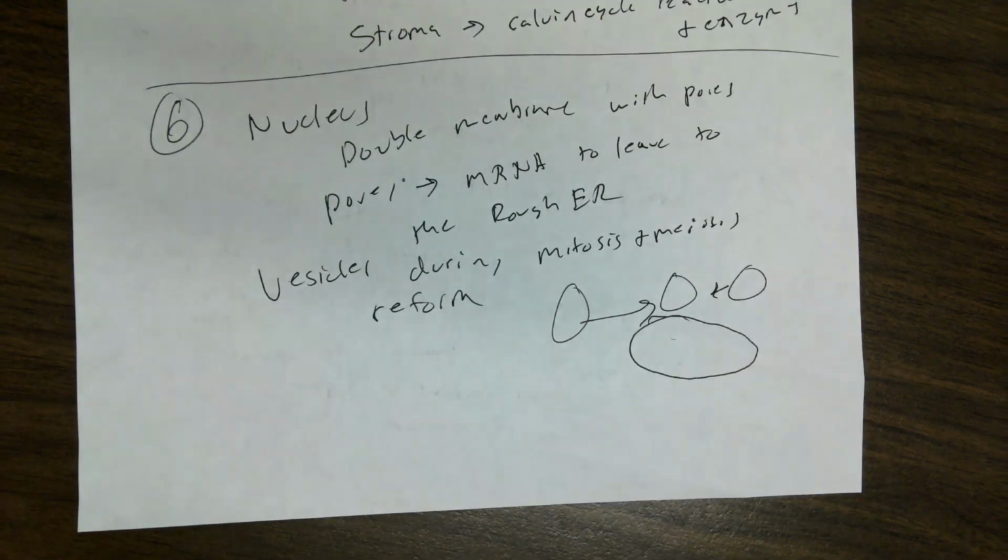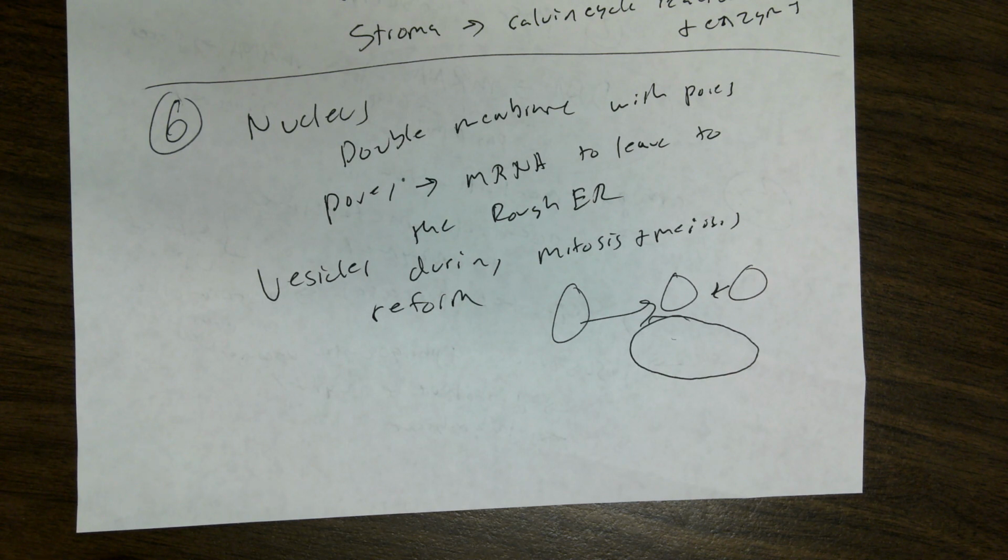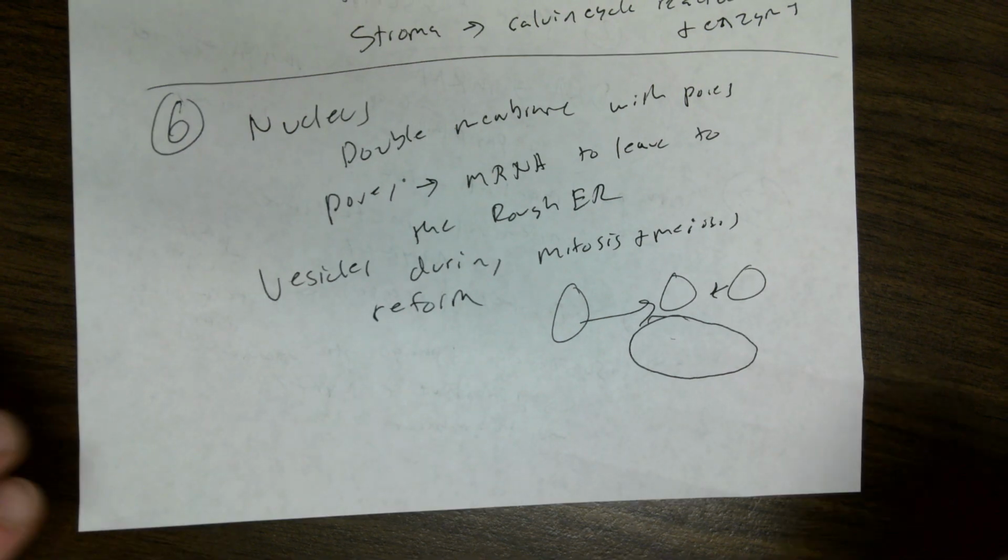And so the main thing, right, is the pores allow the mRNA to leave, and then because it's got this double membrane, it allows it to form vesicles, and the vesicles can be temporary, and then you can smush them back together to reform the nucleus at the end of mitosis and meiosis. All right.